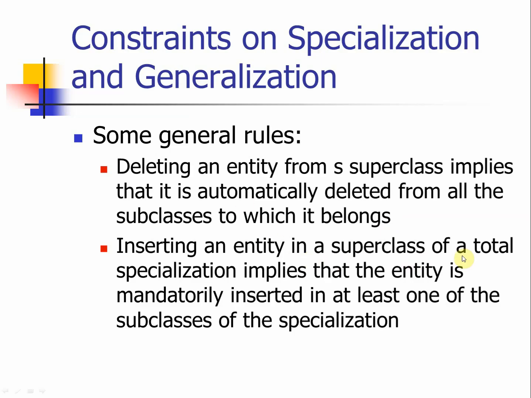Inserting an entity in a superclass of a total specialization, which means it's a double line, means they have to participate in some subclasses. So in this case, if you try to insert a new entity into this kind of superclass, it is mandatory to insert it into at least one of the subclasses of the specialization because it's a total participation.